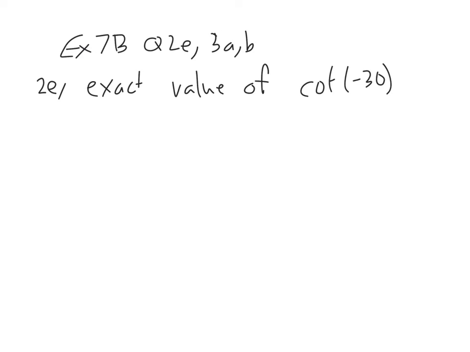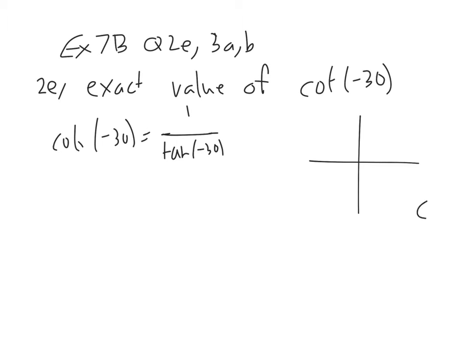Exercise 7b, starting with 2e, we have to find the exact value of cot -30. So cot of -30 would be the same as 1 over tan of -30. If we look at our CAST diagram, -30 degrees would be here.